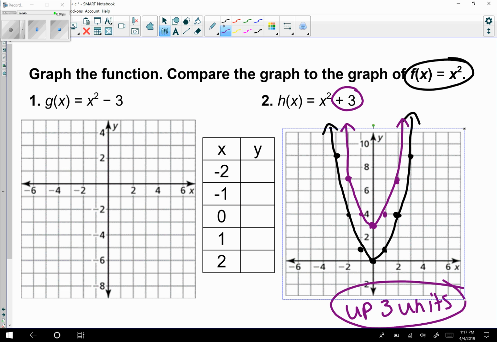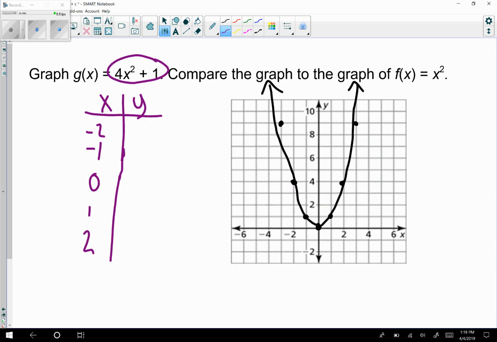So I'm just going to quickly talk about number 2, this one over here on the right. Again, I just went through, I graphed that parent function. So if you look at it, it starts at 0, 0. I went right 1, up 1, left 1, up 1, right 2, up 4, left 2, up 4, right 3, up 9, left 3, up 9. And then this graph, since it had a positive 3 to it, it just moved up 3 units. So again, just another example to help you guys get comfortable with.